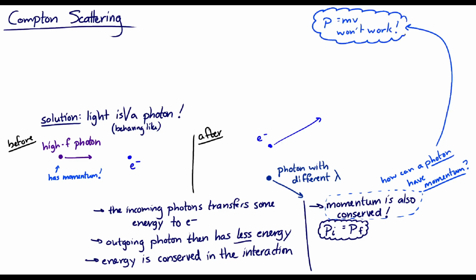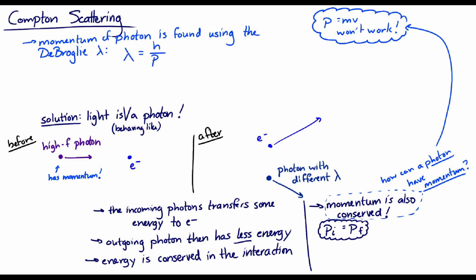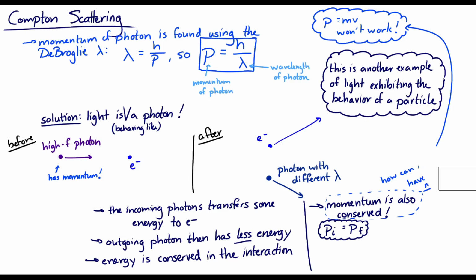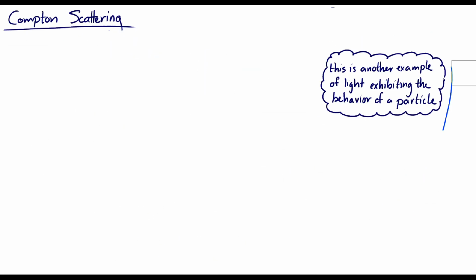It turns out that you can calculate the momentum of the photon using de Broglie's wavelength. De Broglie wavelength is equal to h over momentum. So if I flip this around, the momentum is equal to h over the wavelength. The momentum of the photon is equal to Planck's constant over the wavelength of the photon. So Compton scattering is another example of light exhibiting the behavior of particles. And if we were to apply energy conservation and momentum conservation, we could derive the following relationship.